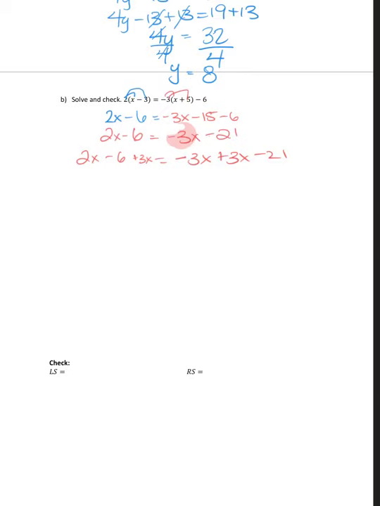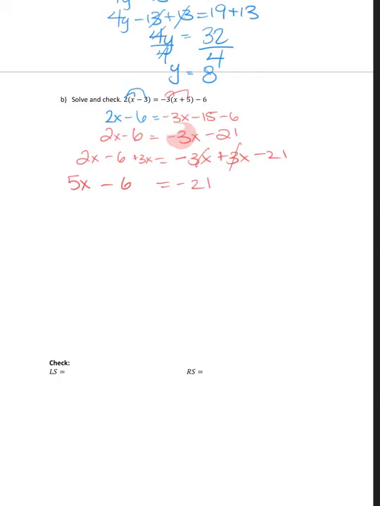Okay, so if I'm looking at my right-hand side of the equation right here, my negative 3x and my positive 3x are going to cancel each other out. This leaves me with negative 21 on my right-hand side of my equation. And then if I'm looking over here, I can actually collect this 2x and this plus 3x. And I can add those together. 2 plus 3 is 5. So that leaves me with 5x's minus 6.